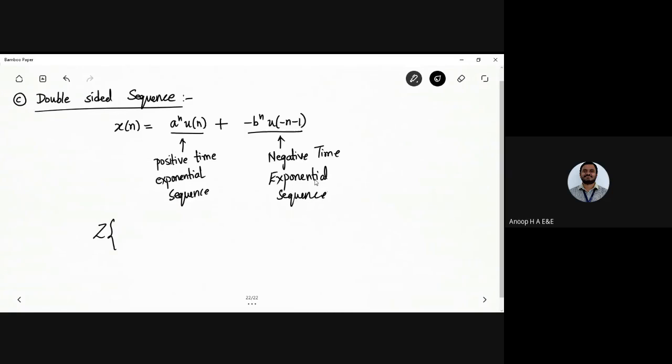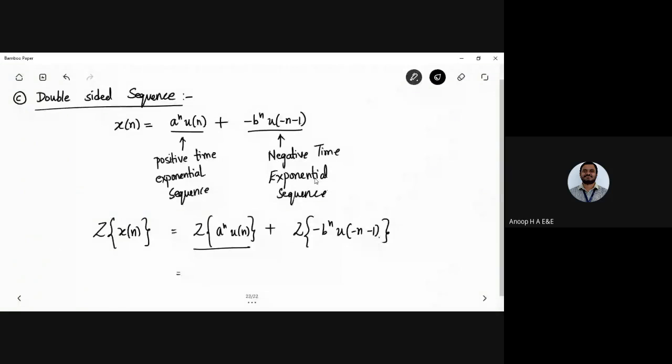Now let us apply the Z transform on both sides. That is Z of x of n, which would be the Z transform of the first signal, a power n u of n, plus the Z transform of minus b power n u of minus n minus 1. The first would be Z divided by Z minus a, and the second would be Z divided by Z minus b. In the equation you have to derive it entirely, and then say it is Z divided by Z minus a, and this one would be Z divided by Z minus b.